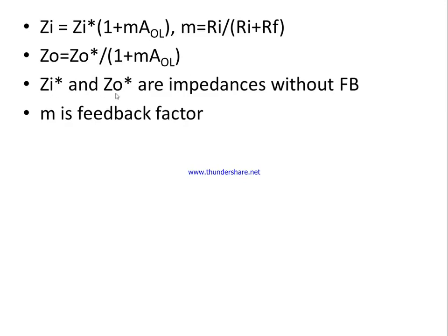Then what are Zi star and Zo star? They are impedances without feedback. So if you are not connecting any feedback resistance, then the input impedance is Zi star and output impedance is Zo star. But in an op amp, you have connected negative feedback, then the input impedance becomes Zi star into 1 plus M into AOL and Zo star divided by 1 plus M into AOL. These are the equations of input impedance and output impedance for a non-inverting amplifier. Clear?